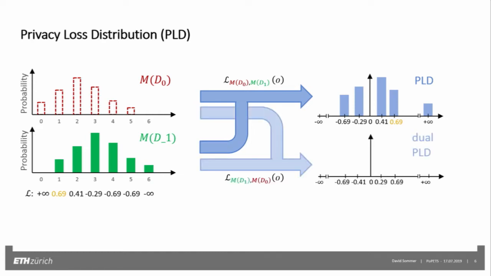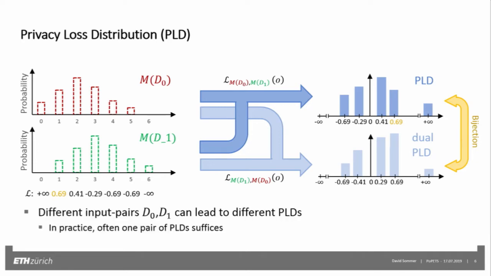And we can do the same if we switch the inputs to the privacy loss function, which we call the dual privacy loss distribution. And these are equivalent. There is a bijection. But to understand it, it's simpler when I show both. I would like to stress that different inputs lead to different privacy loss distributions. But in practice, very often, you can reduce the privacy analysis to one pair of inputs.